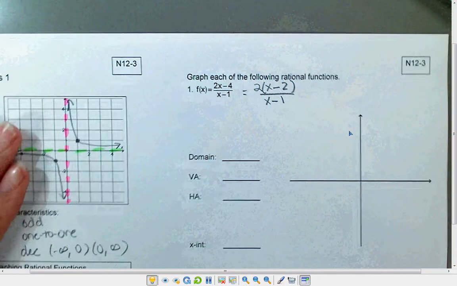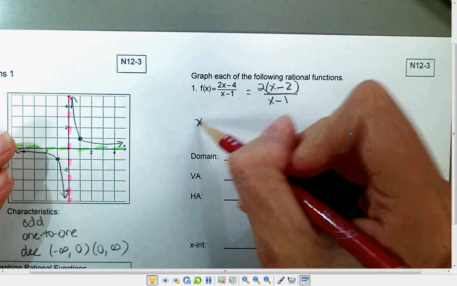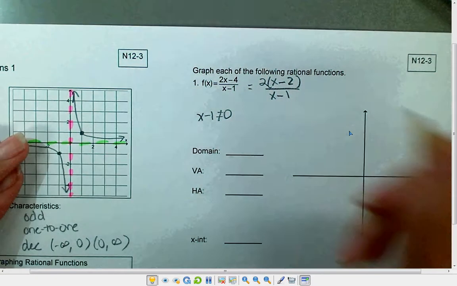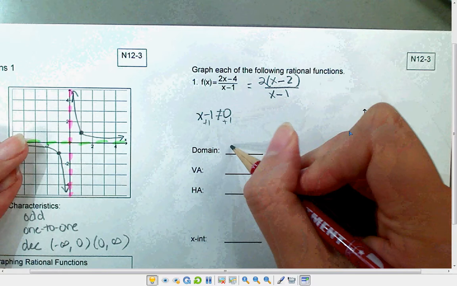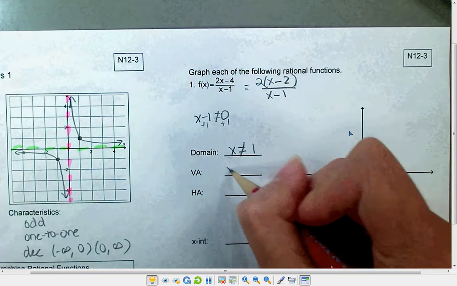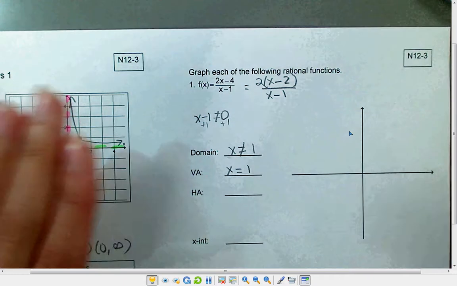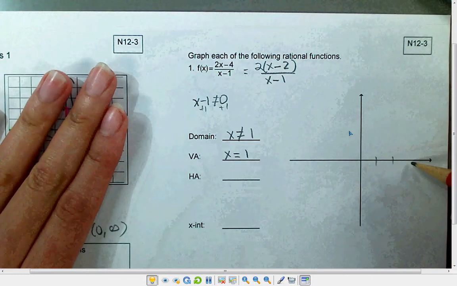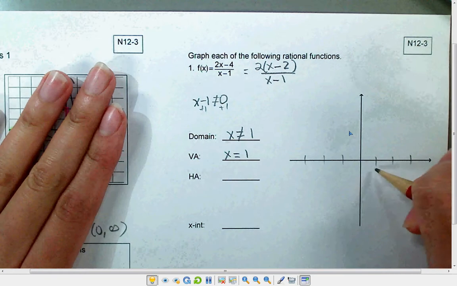Okay, so let's start off with our domain. We already know how to find this. Denominator cannot be equal to 0. So add 1 to both sides. Our domain is x cannot equal positive 1. So therefore, our vertical asymptote is x equals 1. I'm going to start off right now by drawing that. So let me label my graph. This is 1.